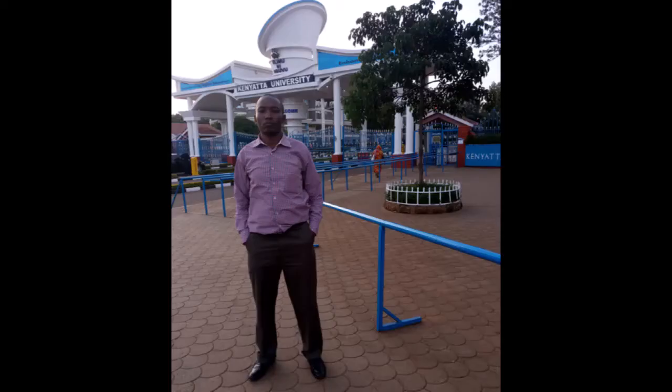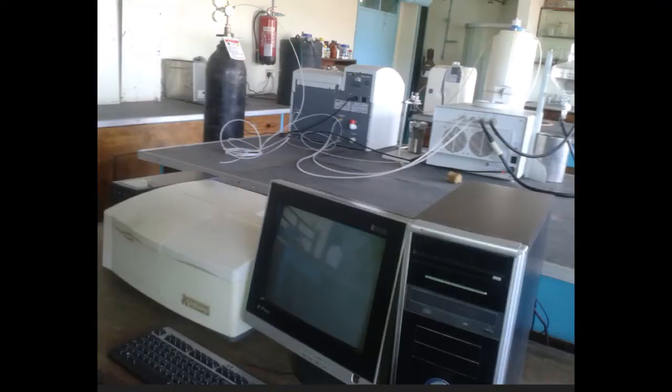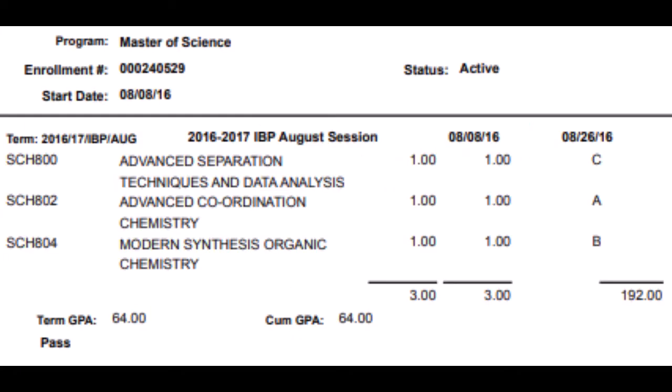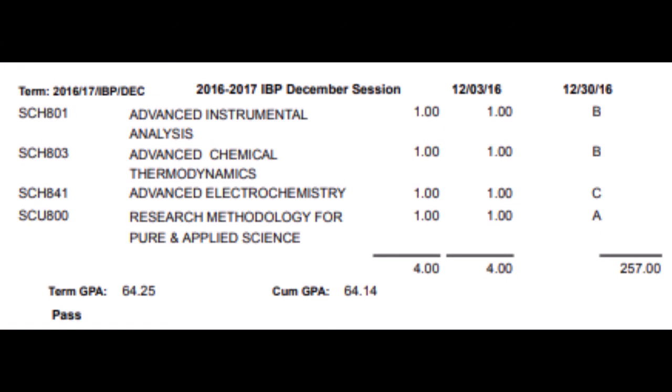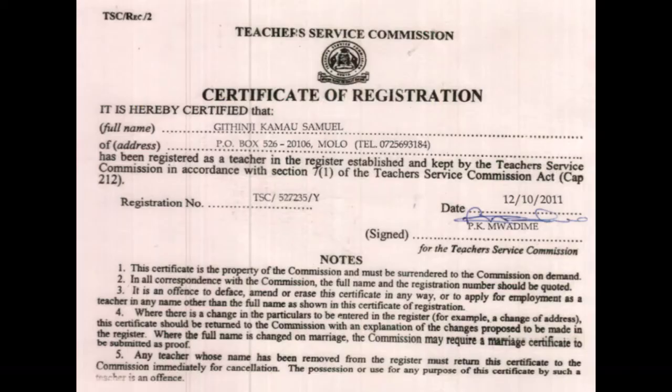Then I proceeded for my postgraduate education, and I joined Kenyatta University for my master's in science, especially in chemistry. The theory part of it I did, the practical part of it done. As you can see there, the theory performance is well illustrated, all the units done. This is Dr. Sirme, a fully registered teacher with the Kenyan Teachers Service Commission.